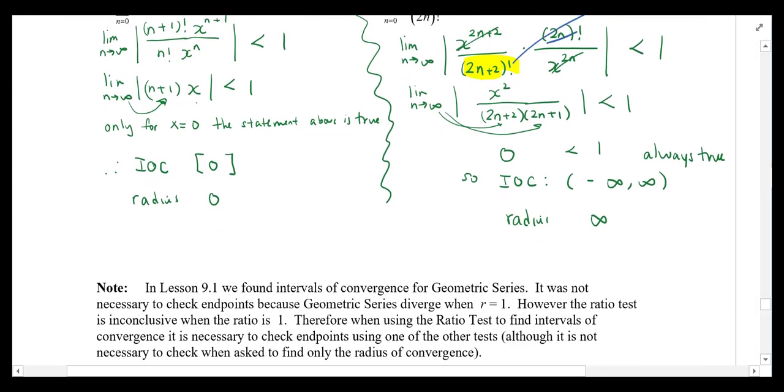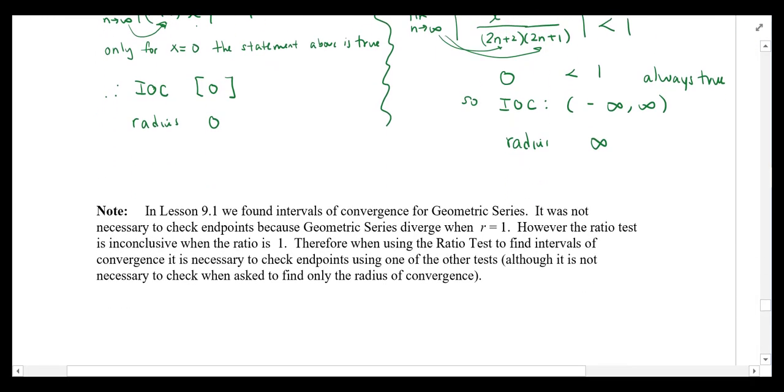All right? Now, just note here, in lesson 9.1, we found intervals of convergence of geometric series. And it was not necessary to check endpoints because I know that when r equals 1, a geometric series diverges. Right? See example number 2. However, the ratio test was inconclusive when the ratio was 1. So therefore, when we're using the ratio test to find intervals of convergence, you definitely need to check the endpoints using one of the other tests. Example number 1. Okay?